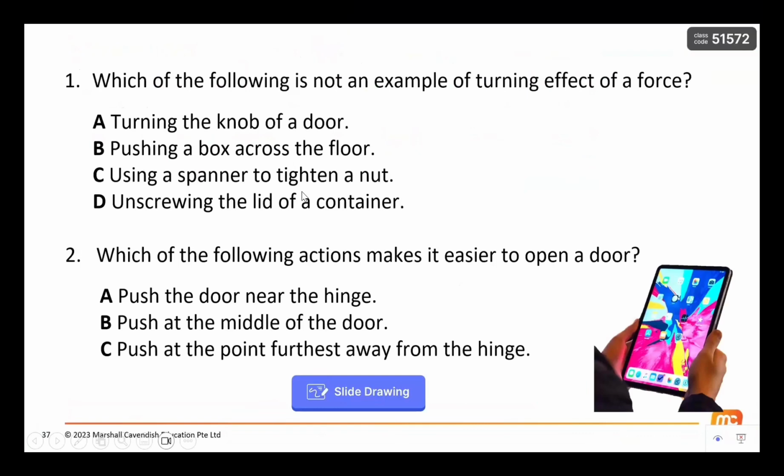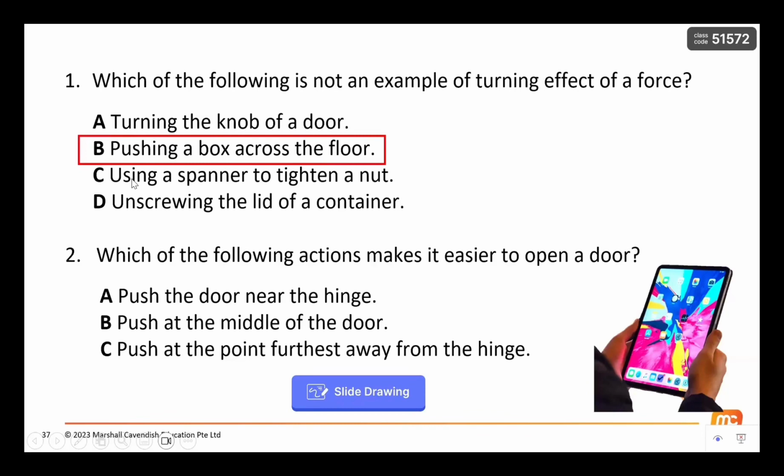Which of the following is not an example of a turning effect of forces? The answer is B. Because in A, you turn the knob of a door, the knob turns. In C, you use a spanner to tighten the nut, so the nut will turn. And in D, you unscrew the lid of a container, the lid turns. So all these are examples whereby a force causes something to turn, except for B. In B, you also exert a force, but the box doesn't turn. The box just moves along the floor, so there is no turning effect.